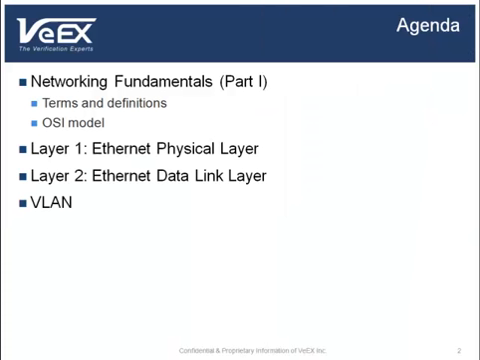We will first define some basic terms dealing with networking fundamentals before turning to the OSI 7 networking layers reference model and describing the role of each layer. Following that, we will look in more detail at the Ethernet physical layer and the Ethernet data link layer, which are the first two layers of the OSI model, as well as the role of VLAN, or virtual LAN, tagging, which is also a layer 2 technology.